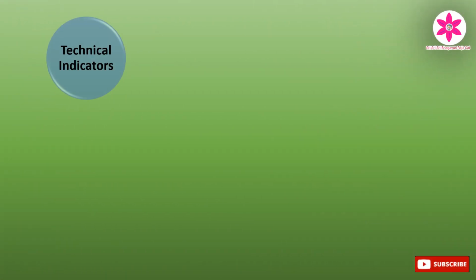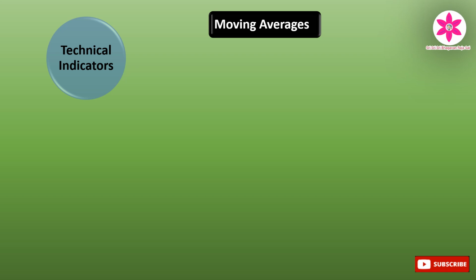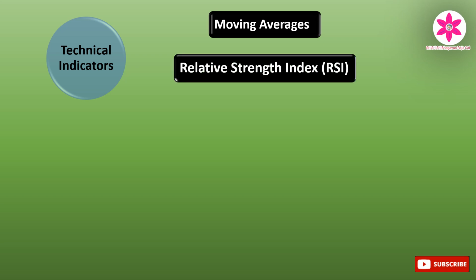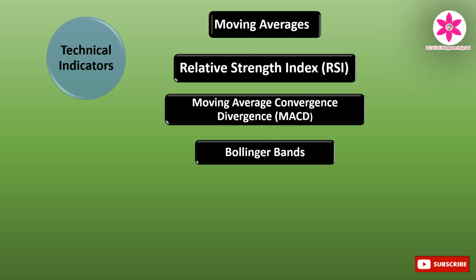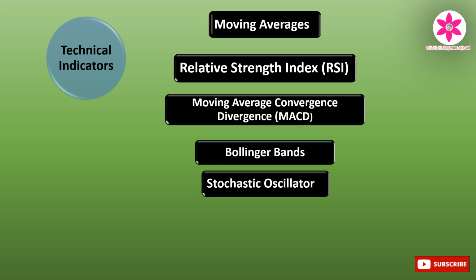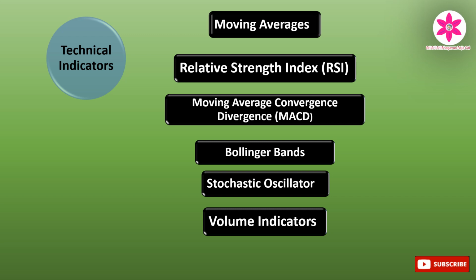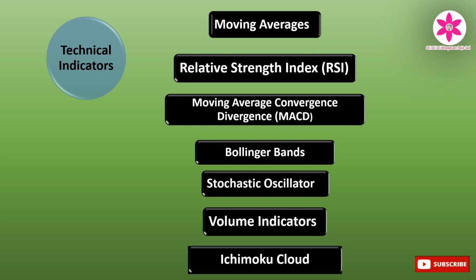Yes, there are so many technical indicators. Some of the indicators we will discuss now. The first one is moving averages. Second, relative strength index, RSI. Next, moving average convergence divergence, MACD. Now, Bollinger Bands. Next, stochastic oscillator. Then, volume indicators and Ichimoku. These are the very prominent indicators used by traders.